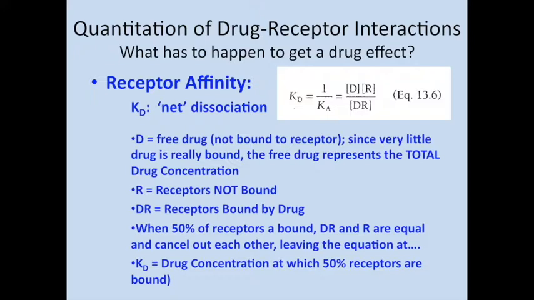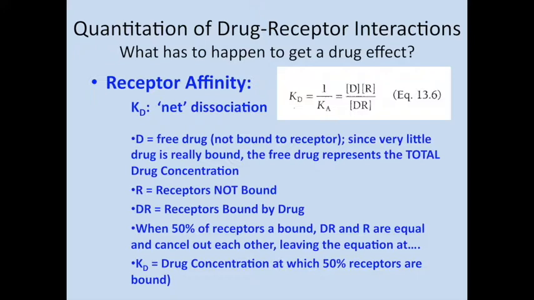Essentially, when we are at a position, so I said earlier, KD is the concentration at which 50% of the receptors are bound. So if that's the case, if we're in a state where 50% of the receptors are bound, what's the concentration of D, free receptors, to DR, drug receptors that are bound?